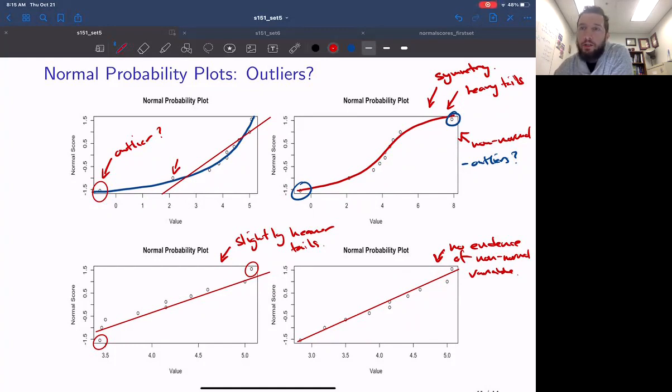Okay. Any questions regarding these plots?